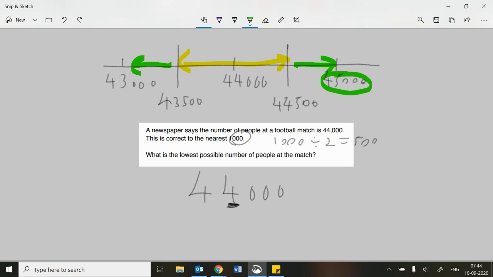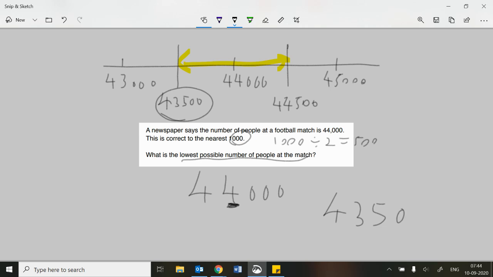We need to be a little bit careful here, though, because we're talking about whole numbers of things. When they say the lowest possible number of people at the match, it could be 43,500. We round that to the nearest 1,000. There's the thousands place. Draw a line off, circle the next place. Is it 5 or more? Yes, it is. So we add 1 onto the 3 in front. That's just normal, straightforward rounding.